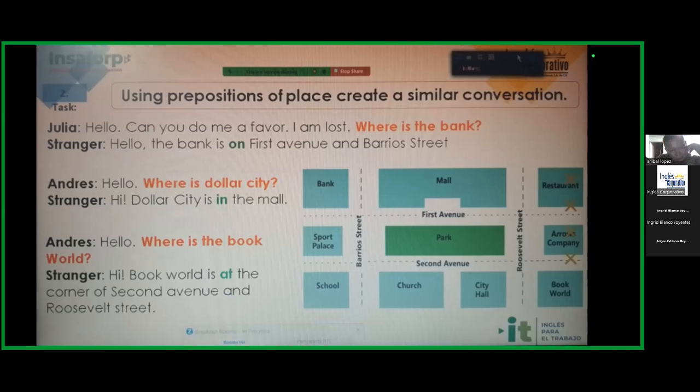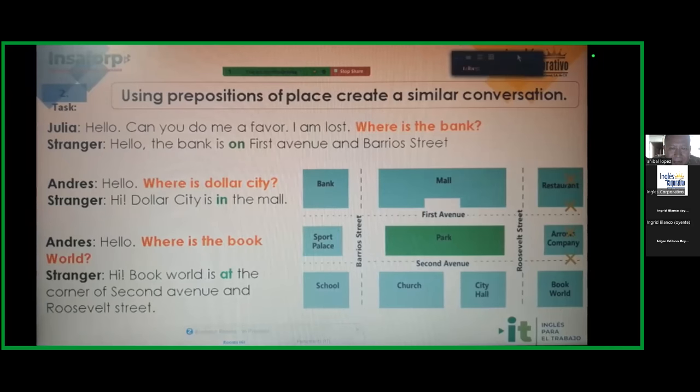Okay. Vamos a ver, ¿otro ejemplo? La City Hall. Where is City Hall? The City Hall is at the Second Avenue. At the Second Avenue. Yes. En Roosevelt Street. Ok.